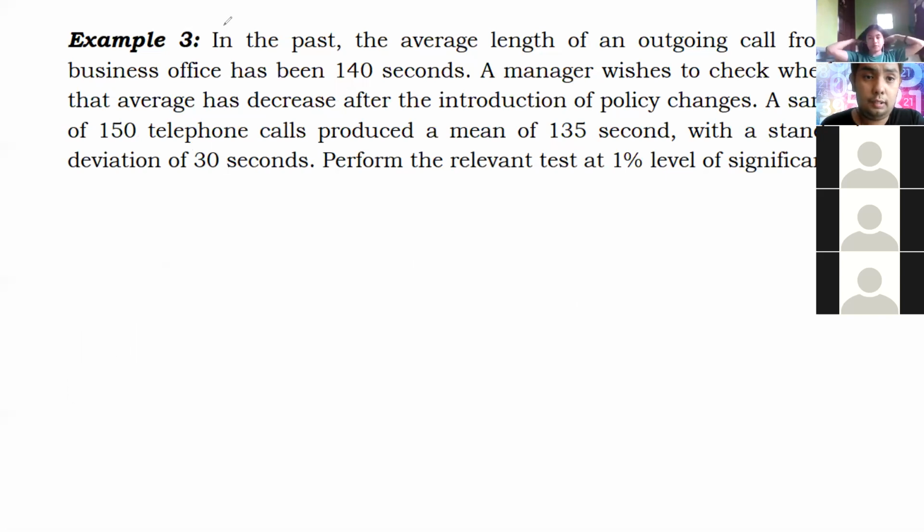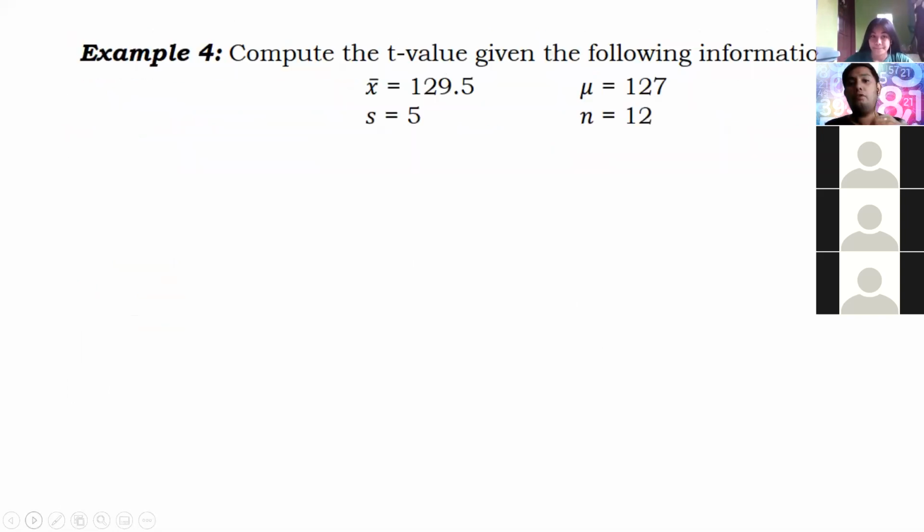Let's have another one. Let's have this one naman. Compute for the t-value given the following information. So given naman ito, we have our sample mean which is 129.5. We have our population mean which is 127. We have the sample standard deviation which is 5 and our sample number which is 12. So it is very obvious na ang gagamitin natin ay t kasi ang sample natin ay 12.